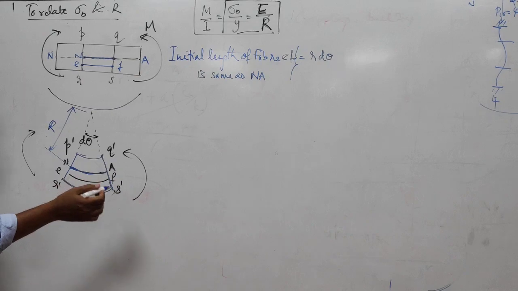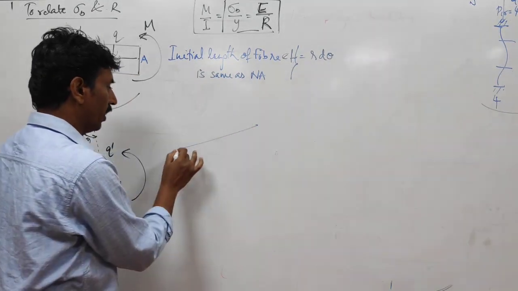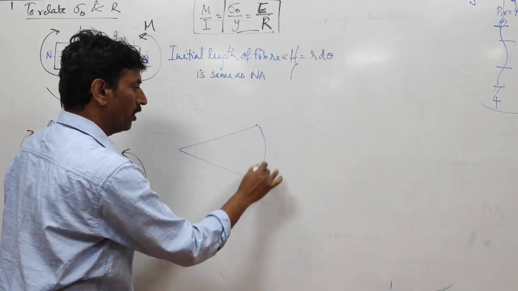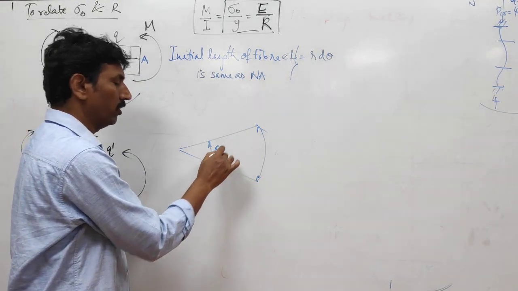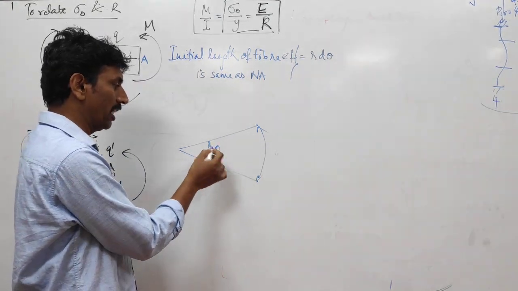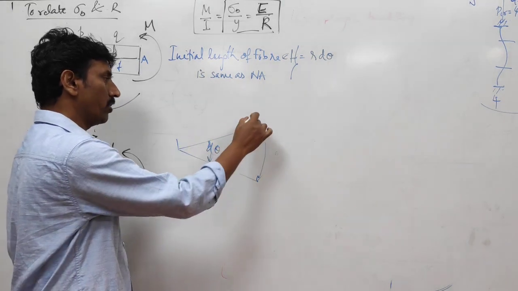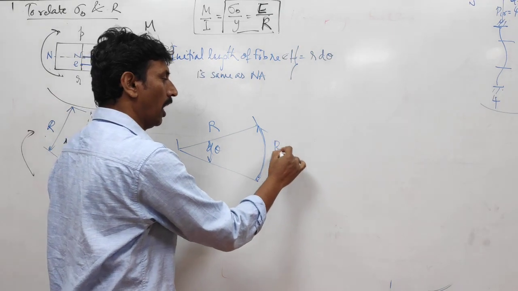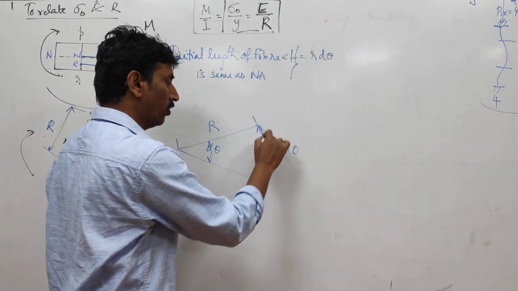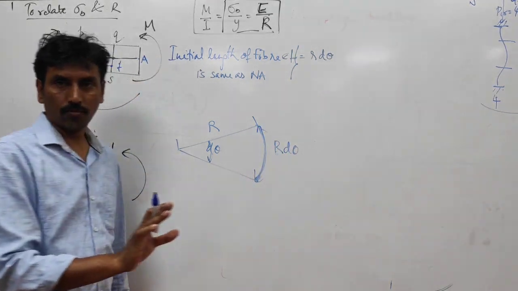So for any length like this, if you want to find its length, if you know this angle theta or d theta, and if you know this radius of curvature r, then you can find this length as r into d theta. So r d theta is the formula for length.